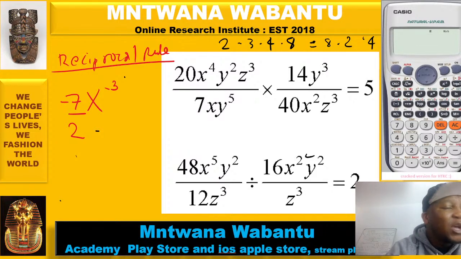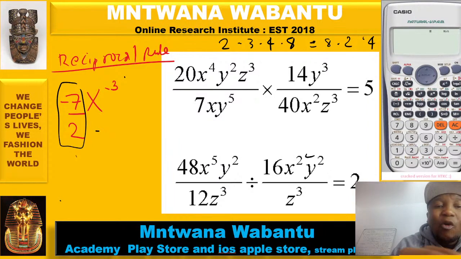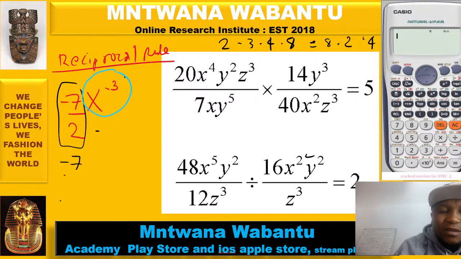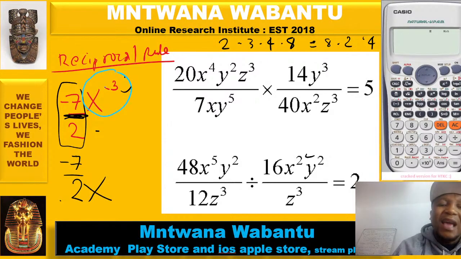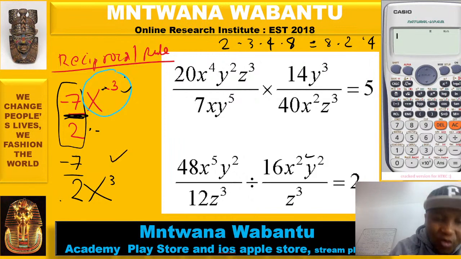Yes, I can reciprocate. So what I'm going to do, I'm not going to focus on the number. I'm only going to focus on this exponential. So now I'm going to say it's just negative 7 over 2. But remember, this x is at the top of the line, so it's going to go to the bottom. It's going to become x, and the only thing that changes is the sign. It was negative here. It's going to become what? Positive 3. See, it went to the bottom. And that's your answer. You have already reciprocated.